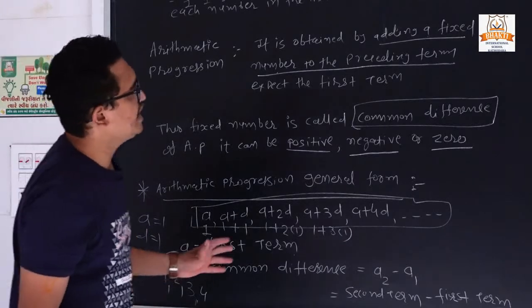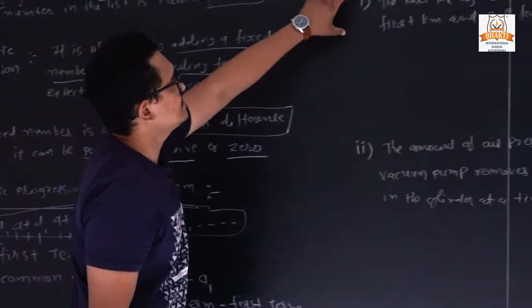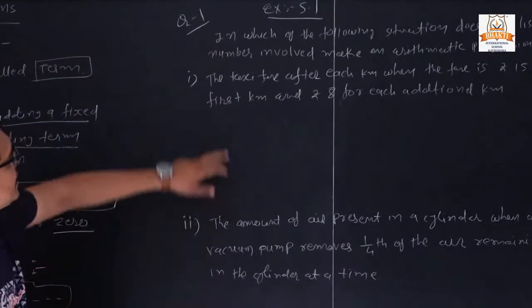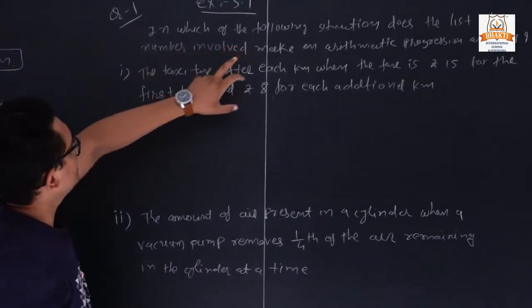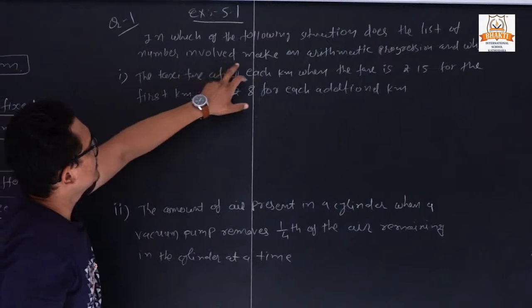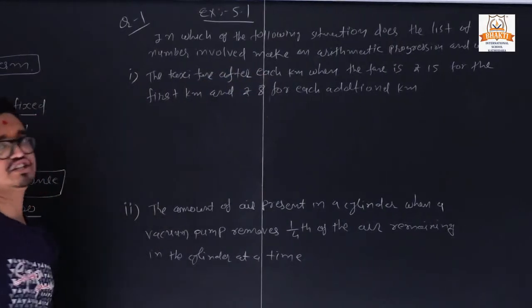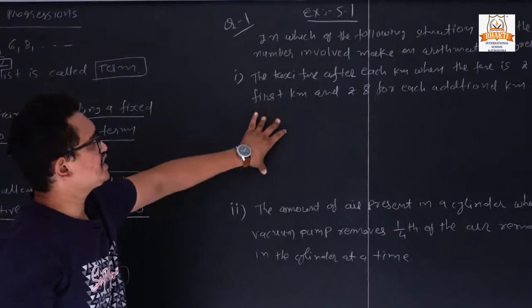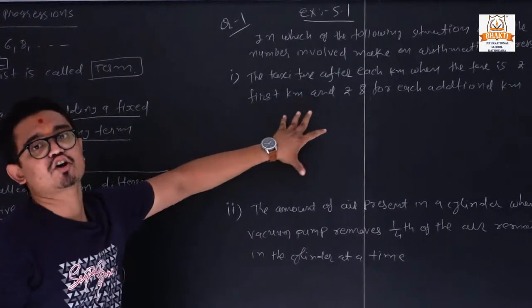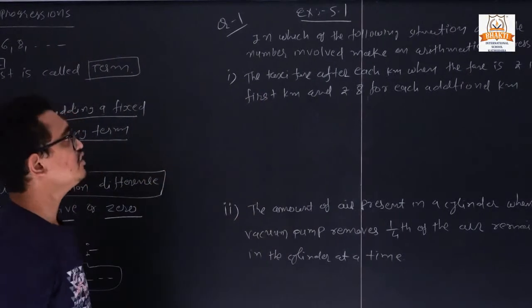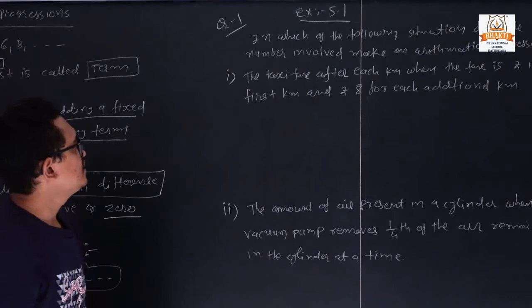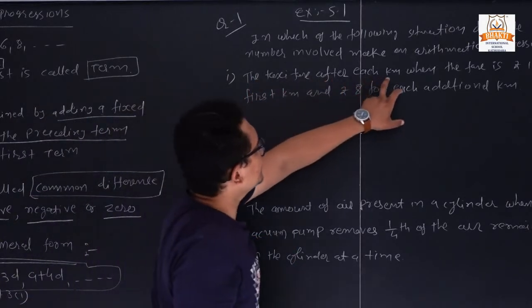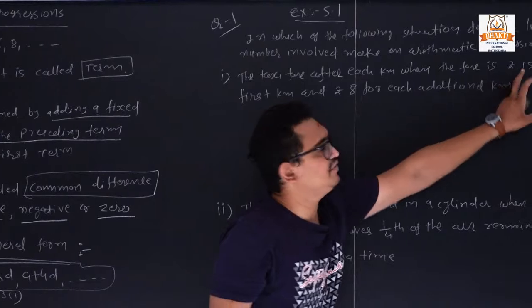So now we are going to start our exercise number 5.1, question 1. In which of the following situations does the list of numbers involved make an arithmetic progression? It means we need to identify whether each is an arithmetic progression or not. Clear? We can also give the reason. So first question, the taxi fare after a kilometer, it is 15 rupees.